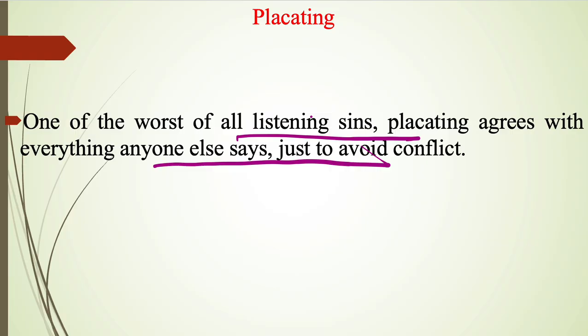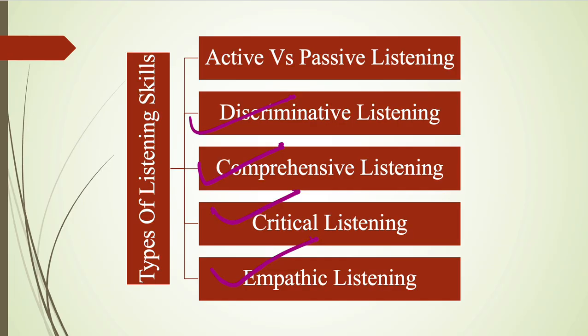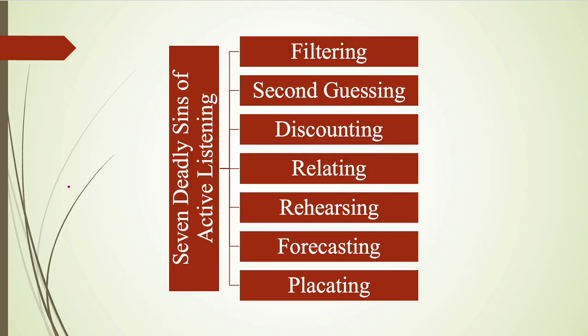So this is all about the types of listening skills and the seven deadly sins. I again summarize all the points so that you can easily understand the topic. These are the types of listening skills: active and passive listening, discriminative listening, comprehensive listening, critical listening, and empathic listening. There are seven deadly sins of active listening, which include filtering, second guessing, discounting, relating, rehearsing, forecasting, and placating.